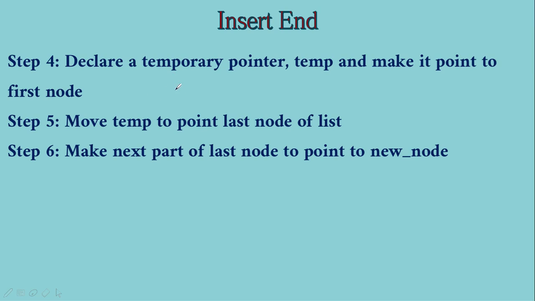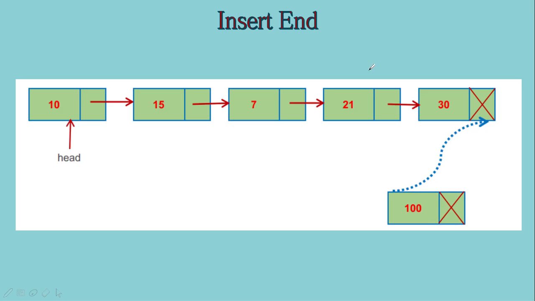What we will be doing is, we will create a temporary pointer, call it temp, and make it point to the first node of the linked list, and then you will move the temporary pointer to the last node. Okay, and then you have to make a connection. I will just show in this picture. If this is the linked list, and this is the new node that should be attached to the list, I'll be having a temporary pointer.